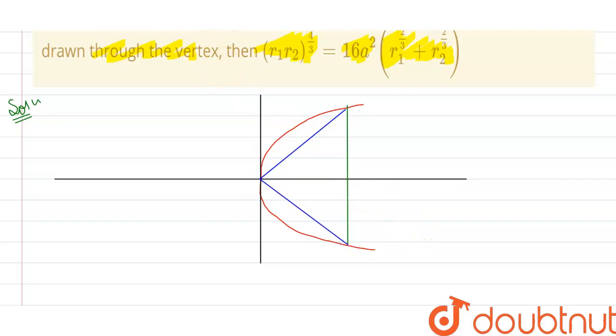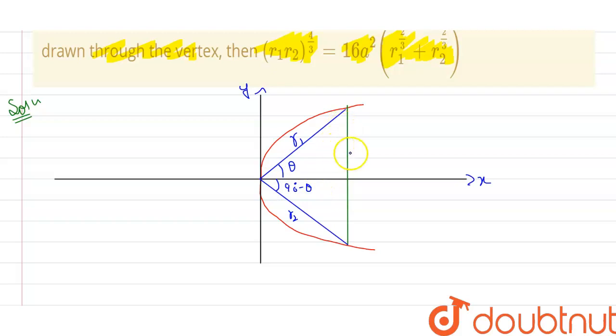Okay guys, now let's mark these points. The length of this one is R1, and this one is R2. Let's suppose this is making angle theta with the x-axis. This is my x-axis and this is my y-axis. These two chords are perpendicular, so this angle is 90 degrees minus theta.